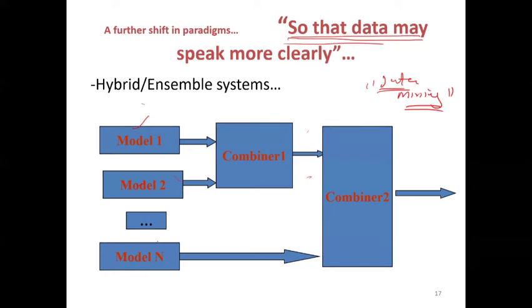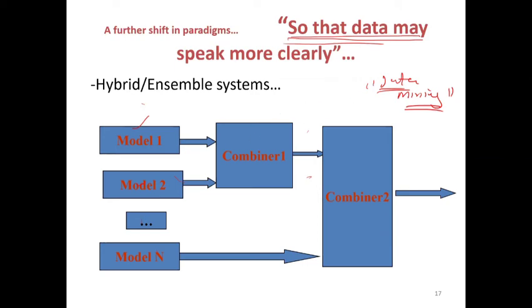It could be 150, it could be 180, it could be 250, depending on the time you have. So if a new sample is now coming with this huge number of models, at least the majority of them should be able to understand the pattern of this new sample that is coming in. So this is an advantage in this particular sense. And that's why I said, so that data may speak more clearly.